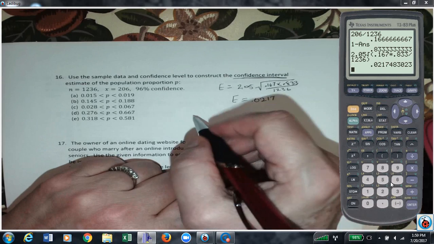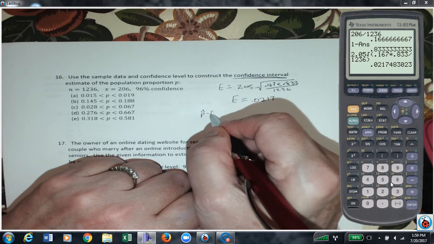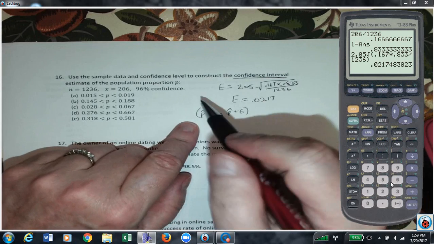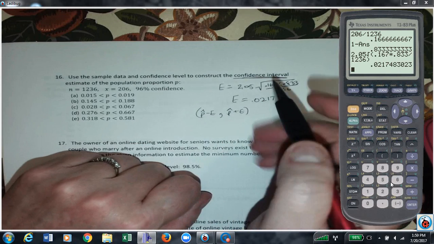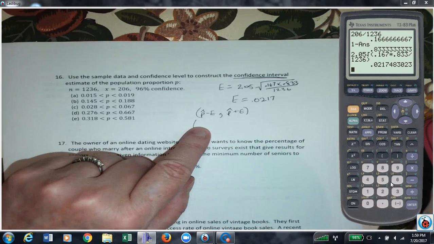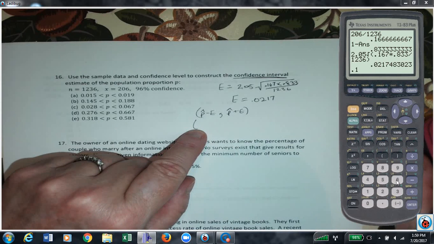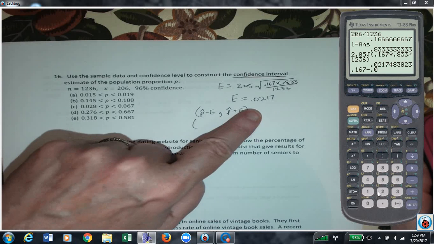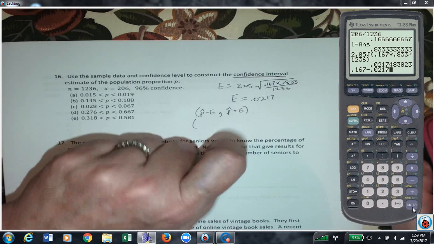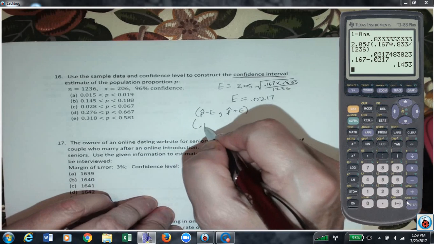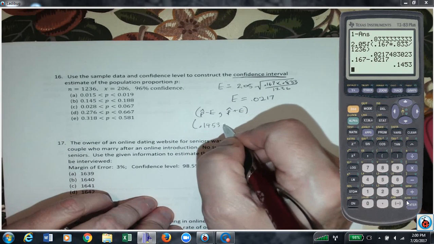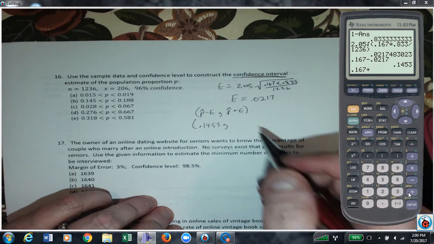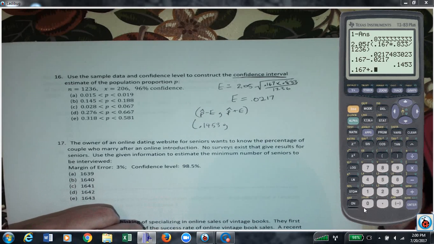And so my lower limit is going to be P hat minus E, and my upper limit is going to be P hat plus E. And again, P hat was 0.167. So my lower limit is going to be 0.167 minus E. And E is 0.0217. And my upper limit is going to be P hat, which is 0.167, plus E, which is 0.0217.